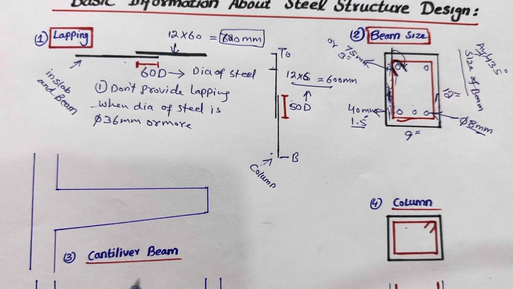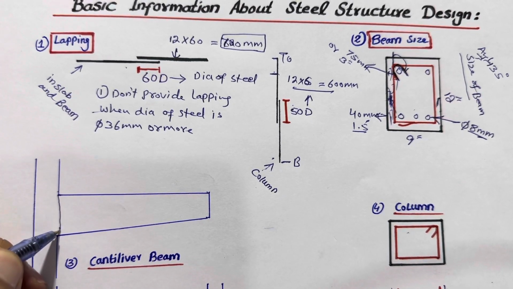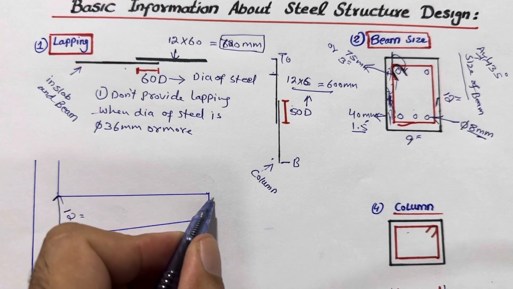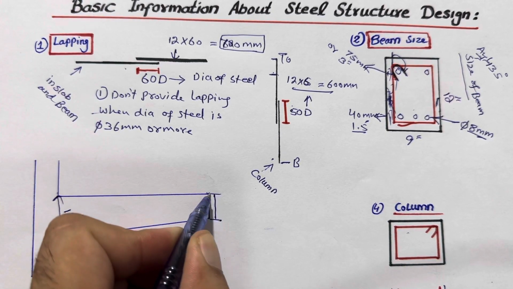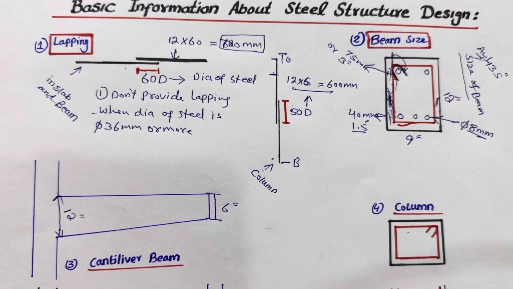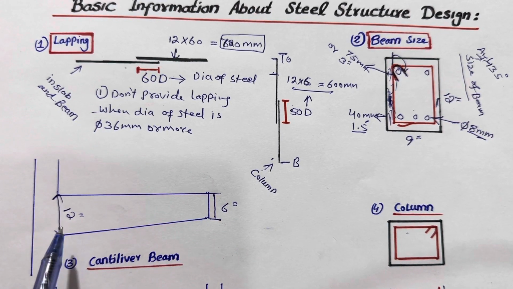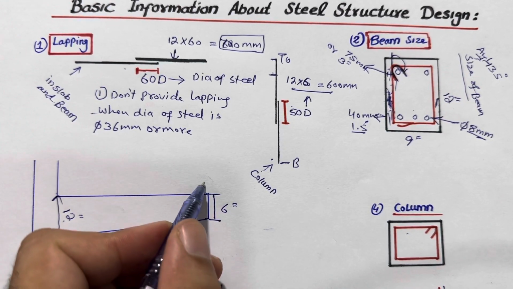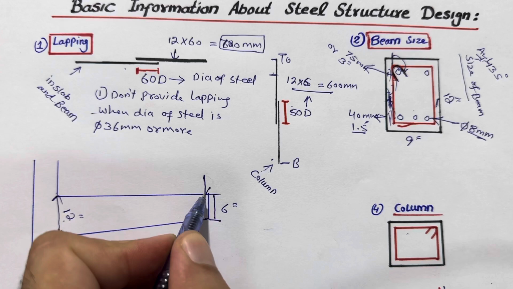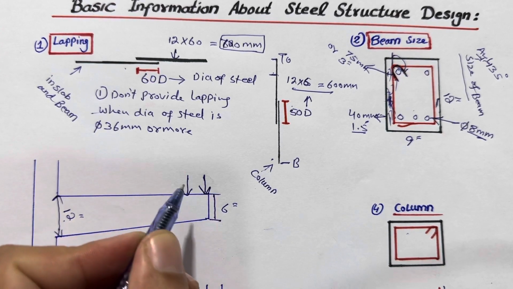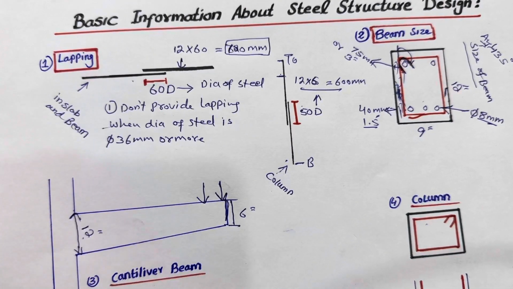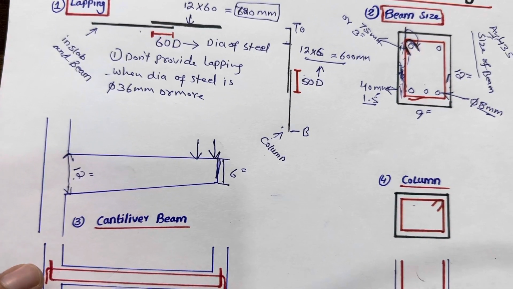Next guys, cantilever beam. Remember guys, at the fixed end the depth should be maximum. Suppose this is about, for example, 12 inches, and the free end should not be more than 6 inches. You can decrease, but you can't increase from this one, and you should provide this slope. That's because we are not overloading this point. When the load comes on the top of this, the depth should be minimum compared to this one. Especially in cantilever beam, you should know about this.